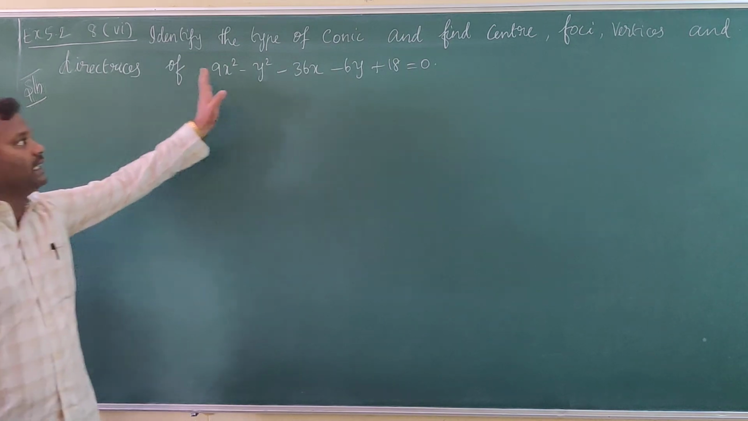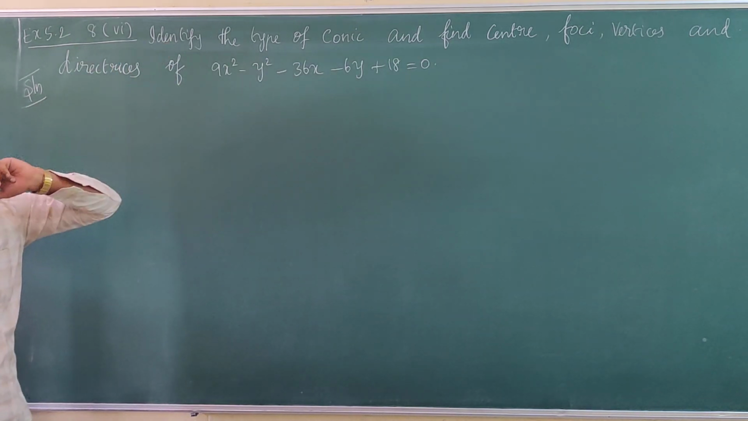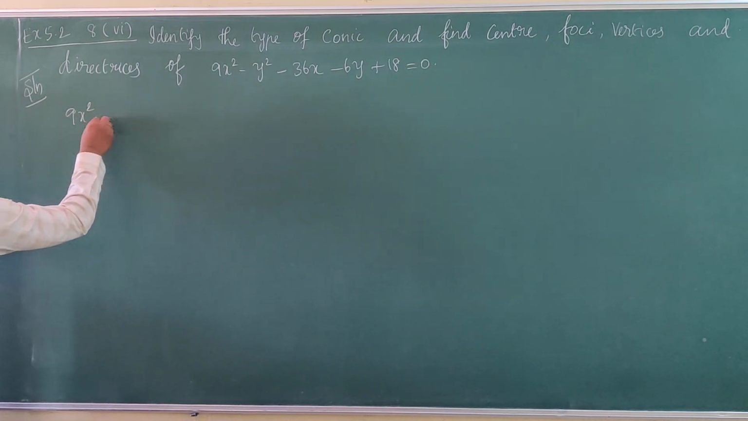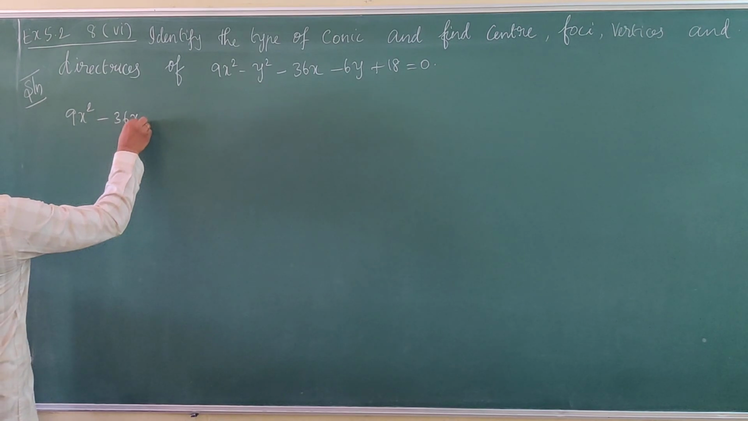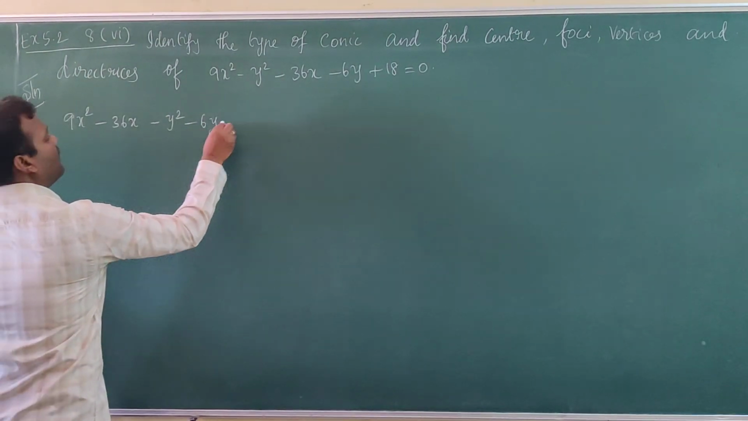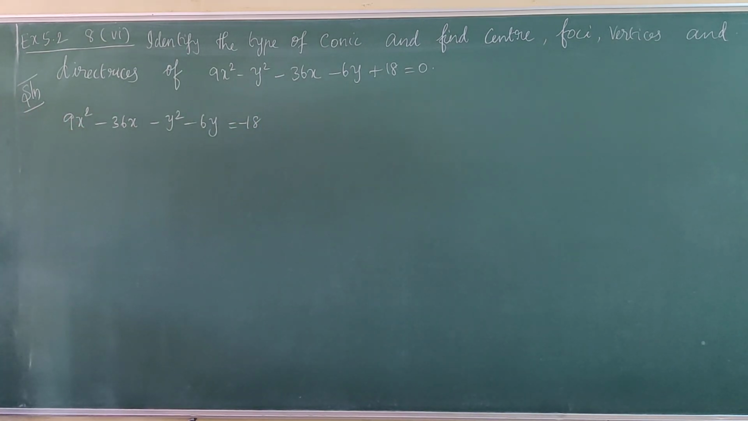So this is the equation of a hyperbola from which you are going to find the above mentioned terms. First step, as in the case of an ellipse, you have to group the variables and bring the constant to the right hand side. So I am going to group the x terms, 9x² − 36x, next −y² − 6y. When the +18 goes to the other side, it becomes −18.